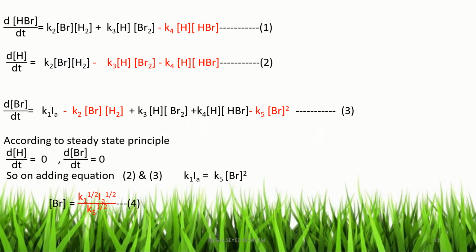Now the net rate of formation of the product, d[HBr]/dt, is given by K2[Br][H2] plus K3[H][Br2] minus K4[H][HBr]. Here in the second step and third step HBr is formed, and in the fourth step HBr disappears, so there is a minus sign.